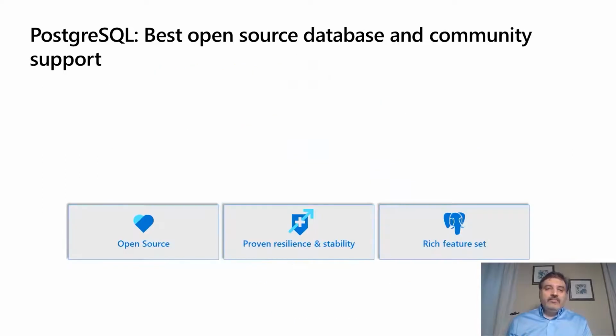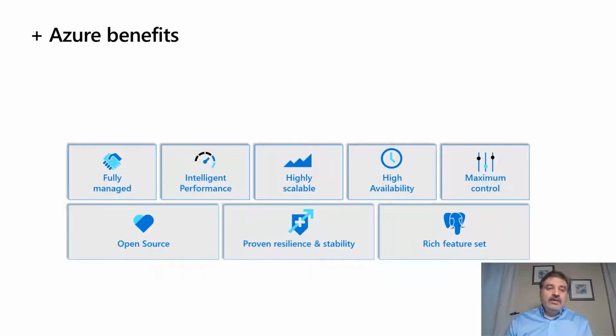With those various deployment options, let me go over some of the building blocks making Azure the best destination for Postgres. To start with, Postgres is the best open source database with large community support, proven reliability and stability, and rich features. And then add Azure's management capabilities. It's fully managed, with integrated intelligent performance, highly scalable, highly available, and it provides maximum control. So that's all with a Postgres database, and then you put all the management capabilities on top of it.